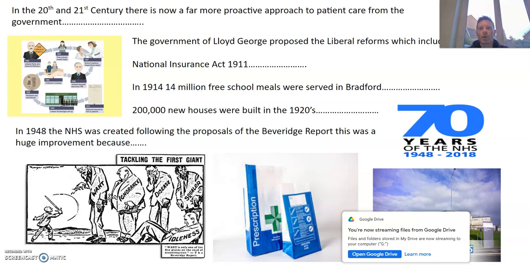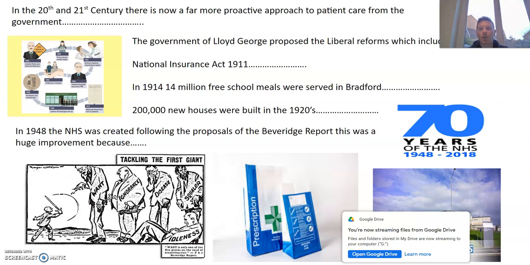Now, liberal reforms are quite difficult to remember because they're not really to do with hospitals, but they are to do with our health and welfare, i.e. we get free school meals for children, we pay national insurance, which then pays into pensions, pays into sick pay, pays into benefits, etc, etc, etc. So they are a gigantic step forward, although they don't stick around for long because World War I effectively kicks them into touch. Now, after World War I, we start building new houses.